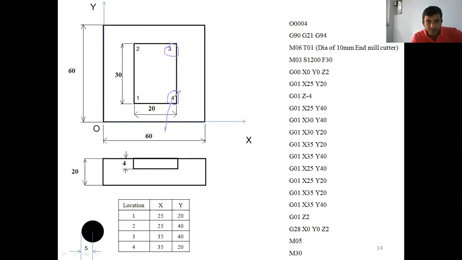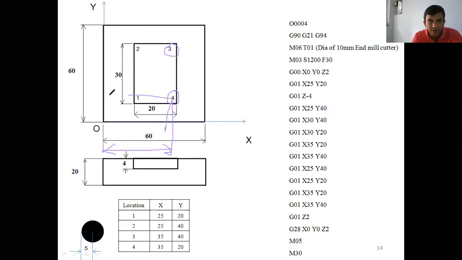The x value should not cross... how much here? Can anybody give the answer? X value is 40, sir. Sorry, total 60 minus 20, you'll get 40. 40 minus 5, what is it? 35. X value should not cross 35.